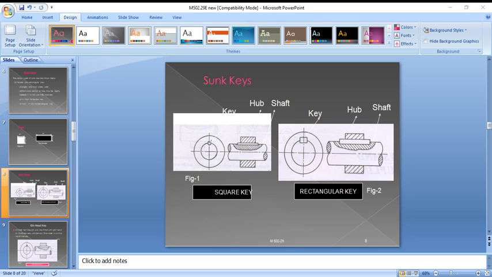So, the rectangular and square key is used for preventing rotation of gears and pulleys on the shaft. It is mostly used to stop the rotation between the shaft and the gears and pulleys. So this is the square and rectangular key.